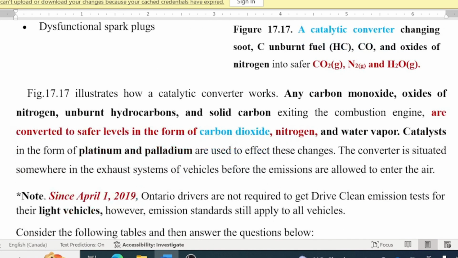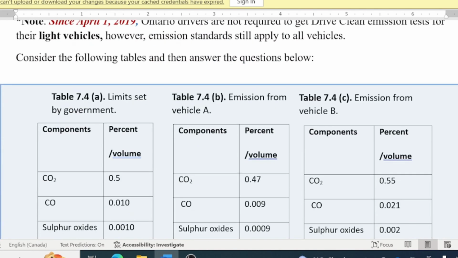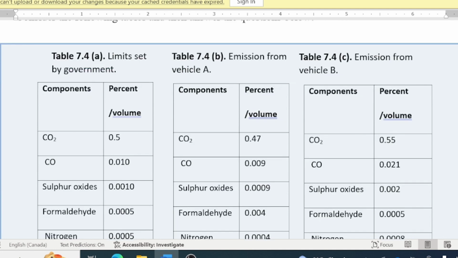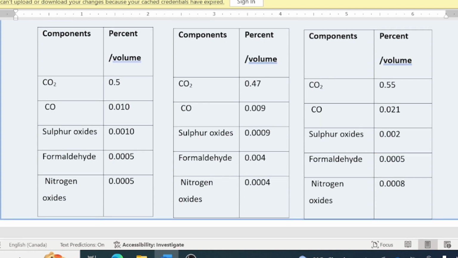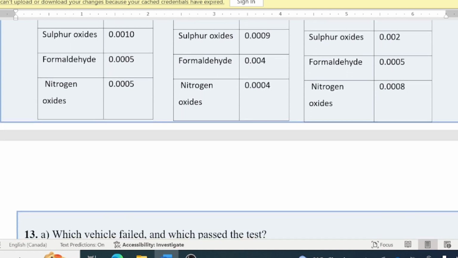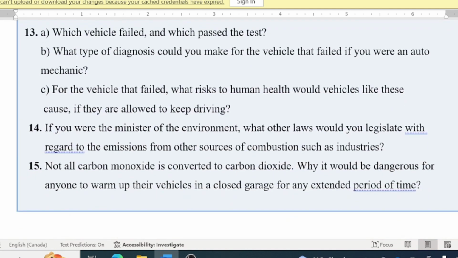All right. And there is a little question here for you based on that. This is a government standard set for you to compare your emission from your vehicle. And there are two vehicles there, A and B. You can look at the emission that's coming out there. You can see which one of them passed the test or which one failed the test. Okay, and these are some questions there.